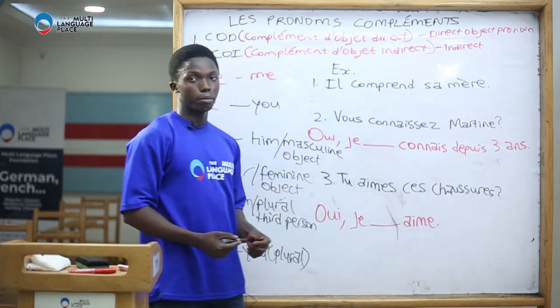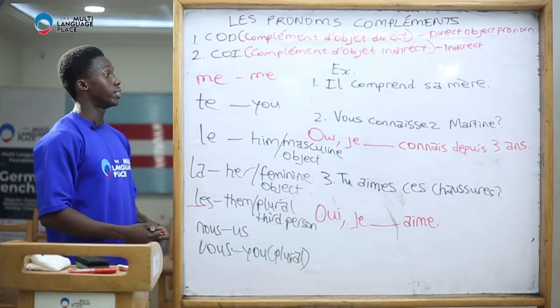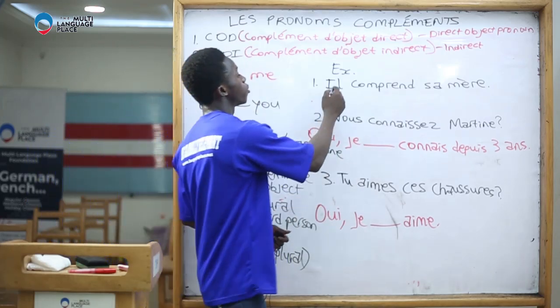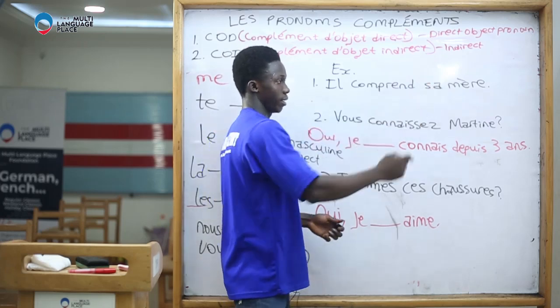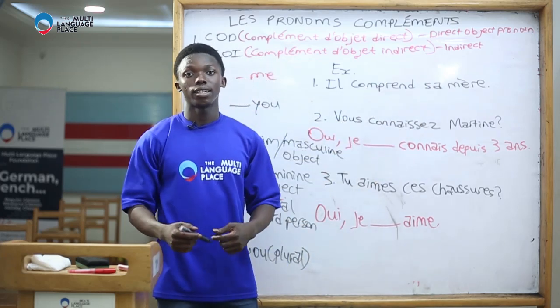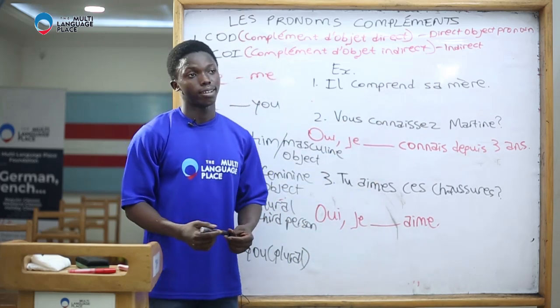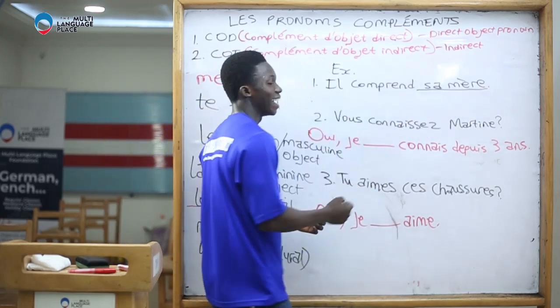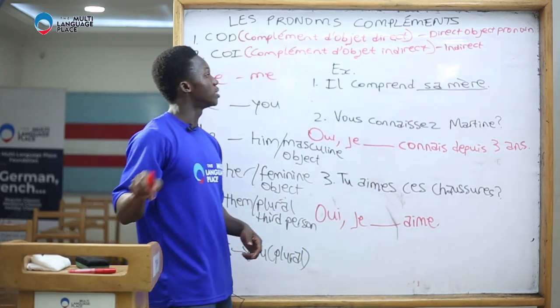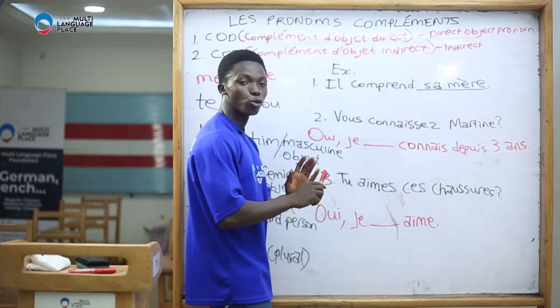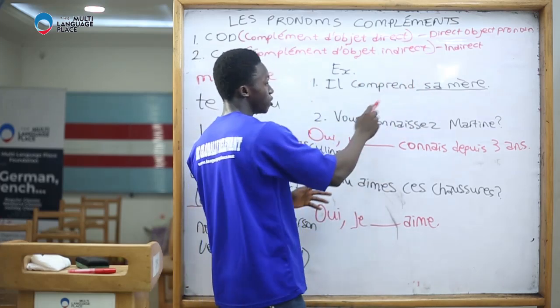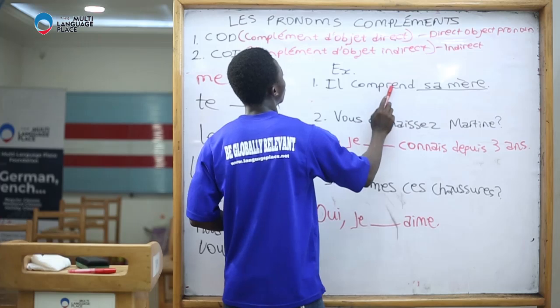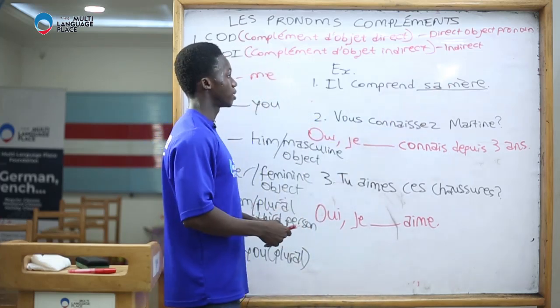Il comprend sa mère. Il comprend sa mère means he understands his mother. Now, sa mère is a direct object. Why? Because it is acted upon by the verb. No link, no medium, no preposition, no conjunction, nothing else.